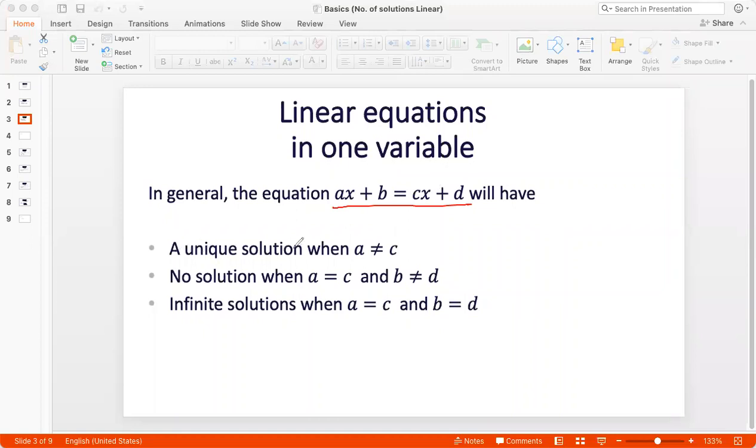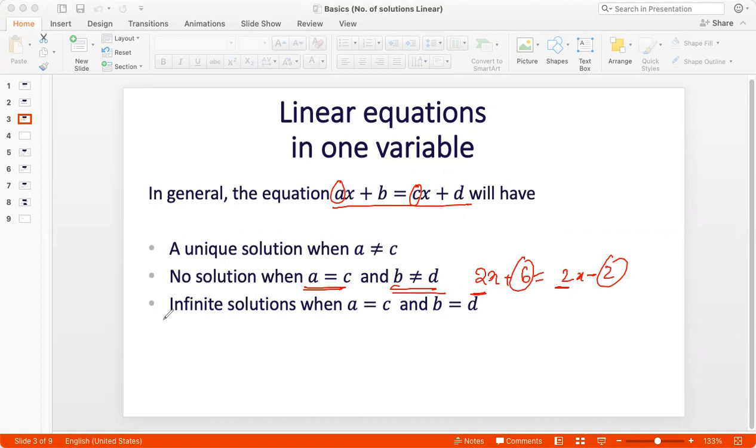This will have a unique solution when a, the coefficient of x on one side, is not equal to c, the coefficient of x on the other side. So as long as the coefficients of x on both sides are not equal, you will have a unique solution. This will have no solution if the coefficients of x are equal, but the constant terms are not equal. For example, we saw 2x plus 6 is 2x minus 2. This has no solution because the coefficients of x are equal, but the constant terms are not equal.